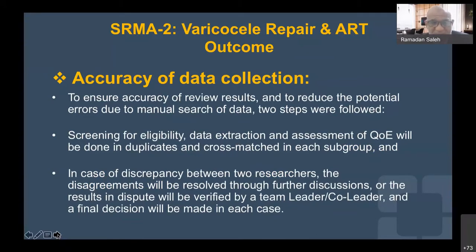First, all steps of data collection, including the screening, the data extraction, and assessment of quality check, are done in duplicate, and they are cross-matched in each subgroup. If there is a discrepancy between two researchers, this is discussed and resolved through discussion. And if further intervention is required, the results are verified by the team leader or co-leader, and a final decision is made in each case.